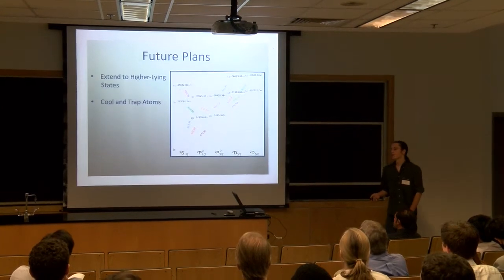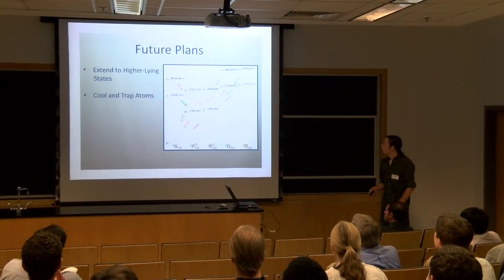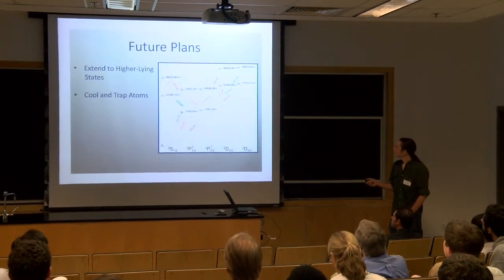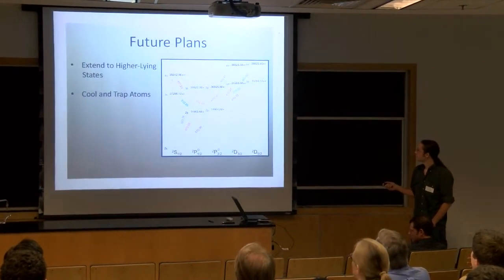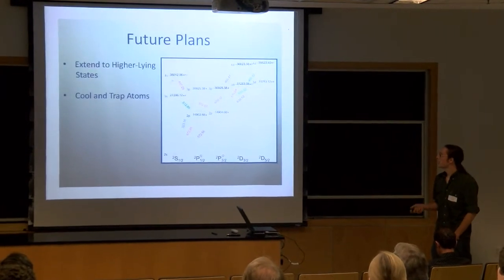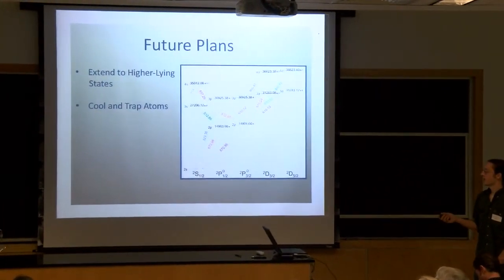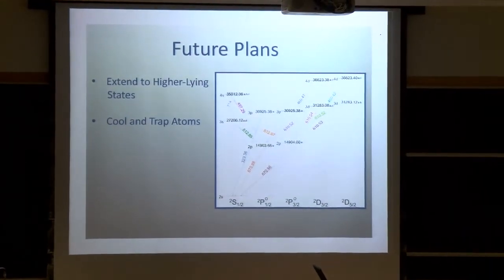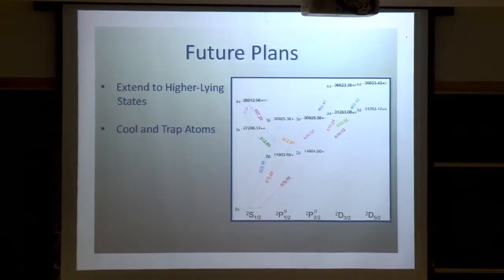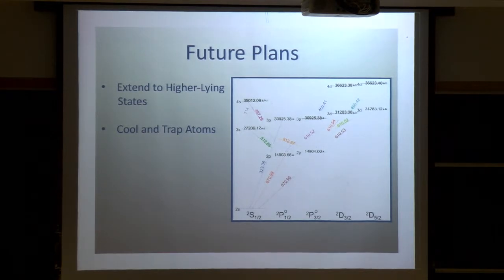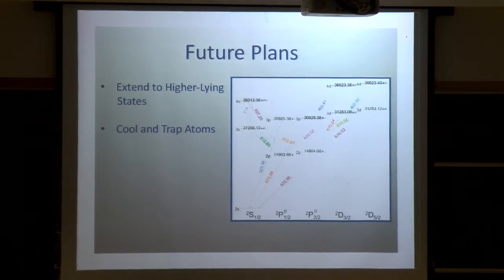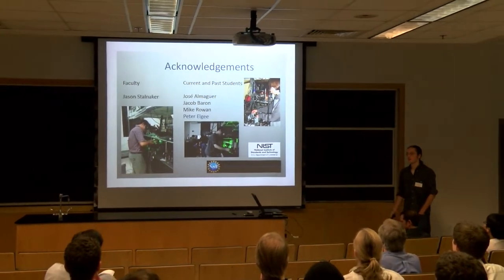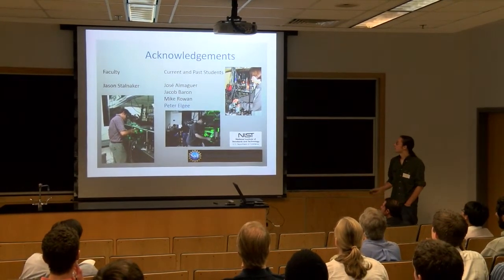So future plans, once we get these transitions done, we want to look at some higher lying states. You can see here these are the two transitions we've been looking at, D1 and D2. And we can access some of the higher states using a combination of comb light and diodes. We also hope to cool and trap the atoms, which will allow us to get to states which we can't currently.